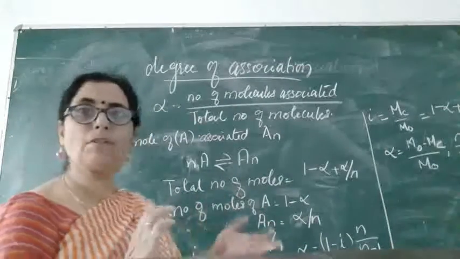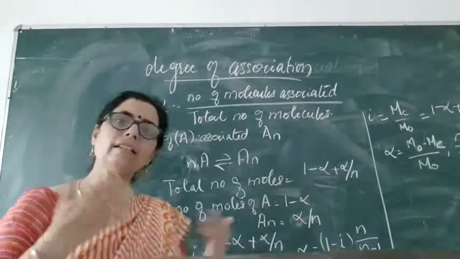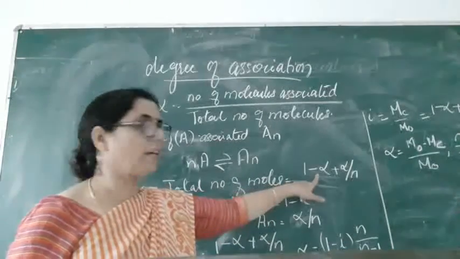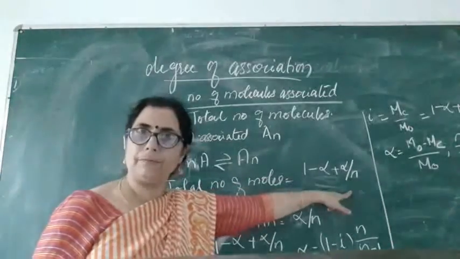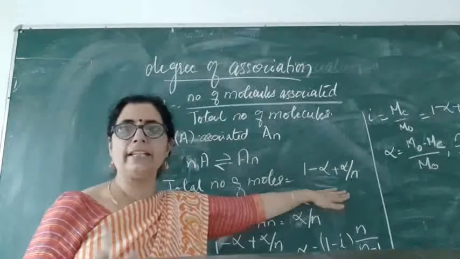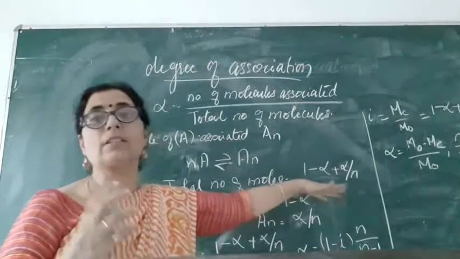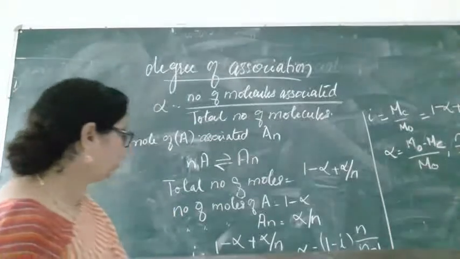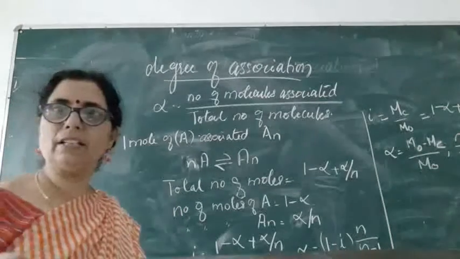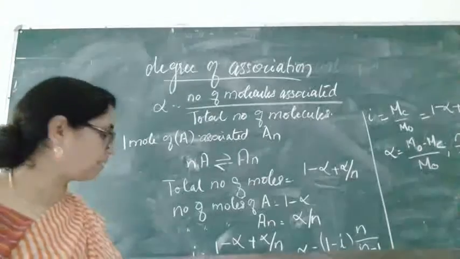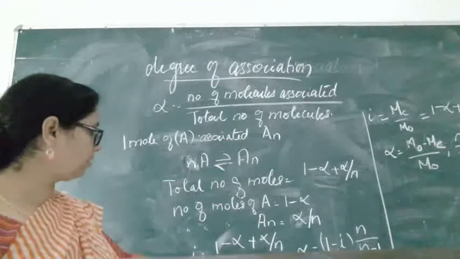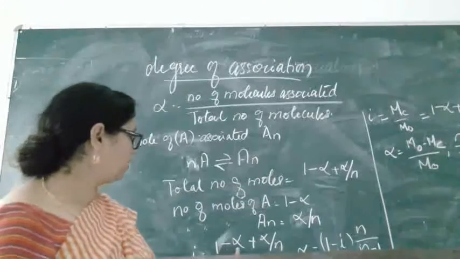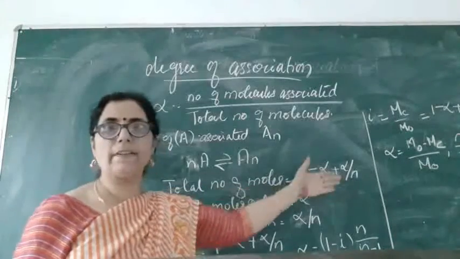So the total number of molecules, associated and unassociated, both will be added up. So you will get 1 minus alpha plus alpha by n. This equation gives the total number of molecules present in the solution. Now i, you know very well, is the Van't Hoff factor, and in that we put the values. See here, 1 minus alpha plus alpha by n, divided by 1.